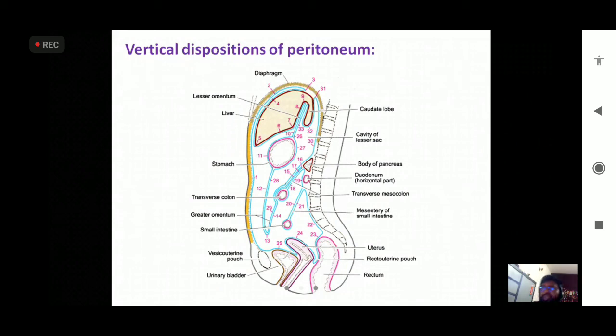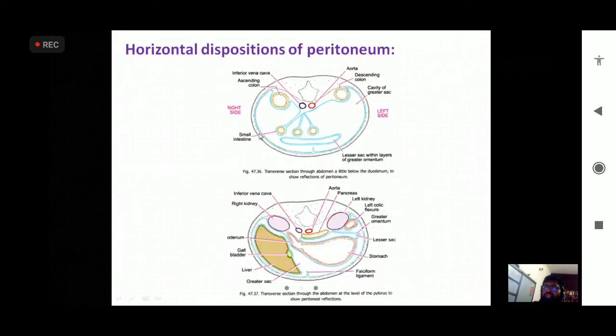Now about the transverse disposition of the peritoneum. Transverse disposition of the peritoneum is very simple. There are three actually. One is above the umbilicus, one is below, and one is near the thoracic cavity, at the rib cage. The disposition is different. You just follow it from one side, and it is very easy to understand. This is the transverse disposition, right?